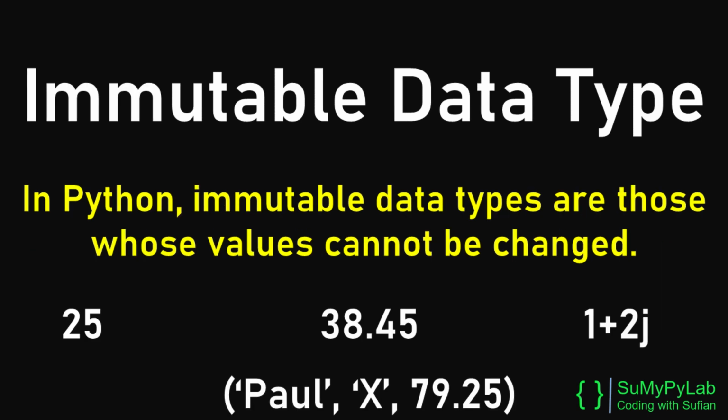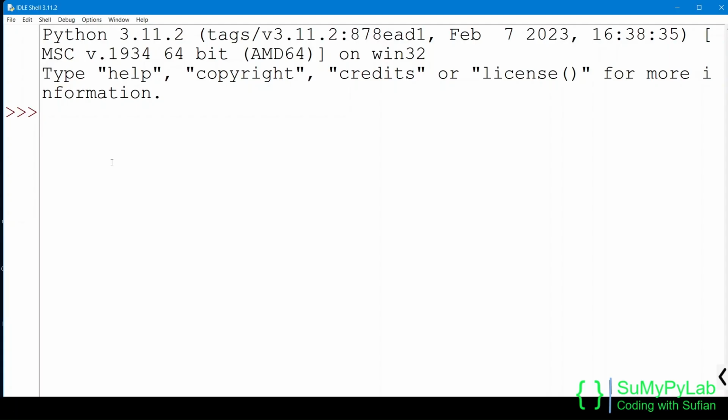Immutable data types. In Python, immutable data types are those whose values cannot be changed after their creation. For example, an integer number, a floating point number, a tuple, etc. are immutable data types in Python. We cannot change the contents of these data types. Now let's do some lab work.